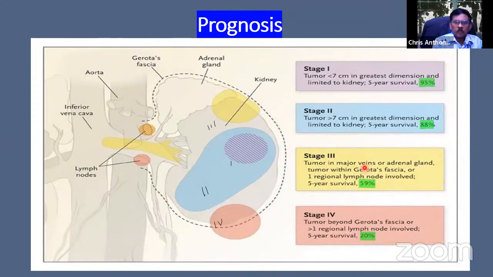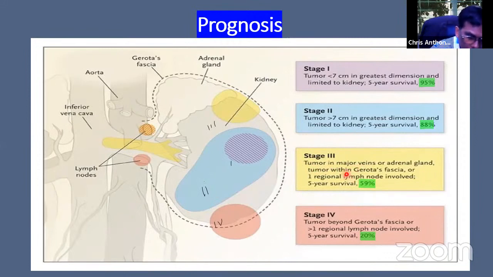Okay, next we come to prognosis. Prognosis, again, fundamentally depends on the stage of the disease. In stage 1, the 5-year survival rate is 95%. That is when the tumor is less than 7 centimeters and confined within the kidney. In stage 2, when the tumor is more than 7 centimeters but within the kidney, the 5-year survival rate is 88%.